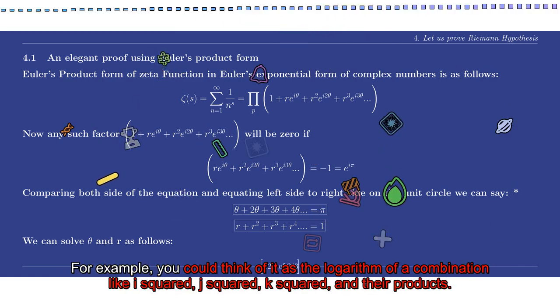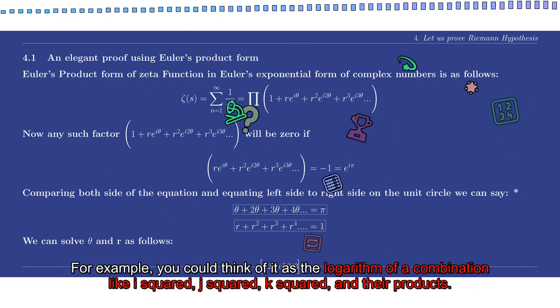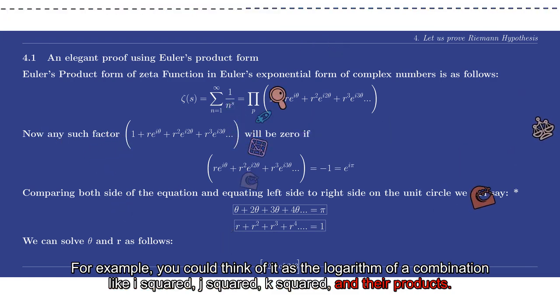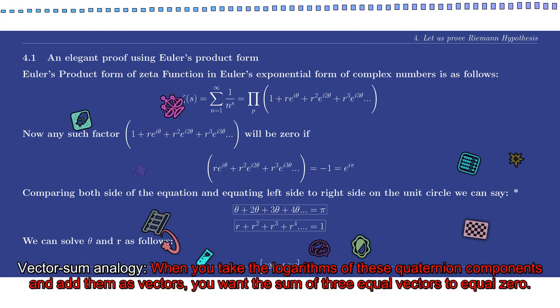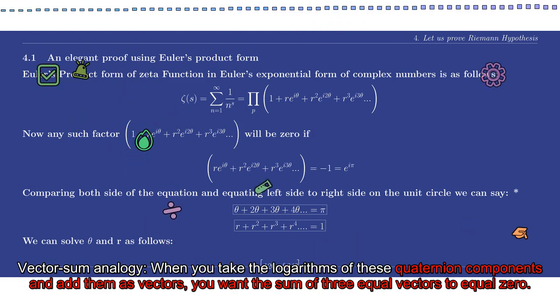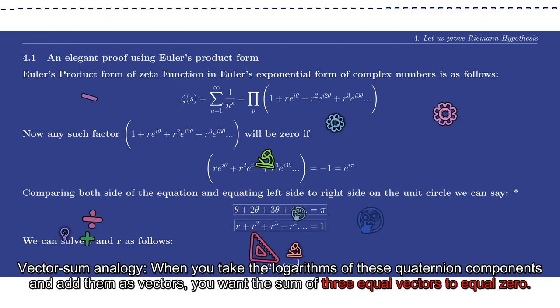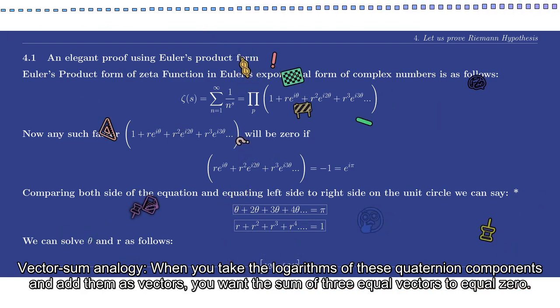For example, you could think of it as the logarithm of a combination like i squared, j squared, k squared, and their products. Vector sum analogy. When you take the logarithms of these quaternion components and add them as vectors, you want the sum of 3 equal vectors to equal 0.